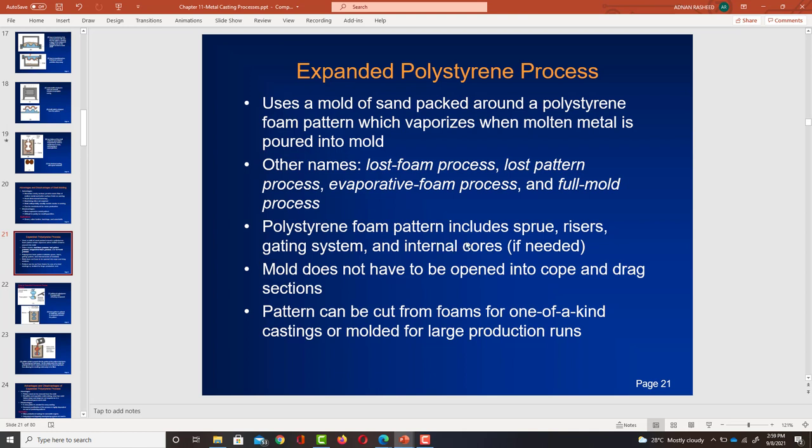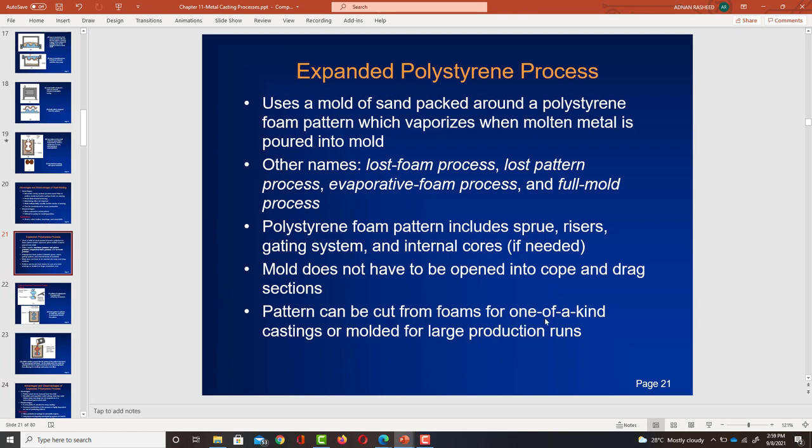Now the polystyrene foam pattern includes sprue, riser, gating system and all internal cores if needed. ठीक है ना, तो ये सारी चीजें हो सकती है polystyrene से. The mold does not have to be opened in cope and drag, and one advantage is that this will be a single piece, so you do not have to open or close the mold. The pattern will be inside the sand, so you do not worry about the removal of the pattern because it will be lost during the casting operation. So that will be the advantage.